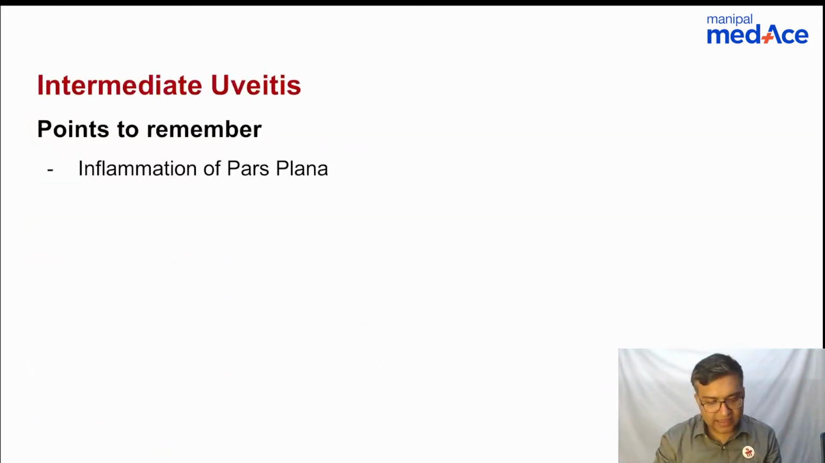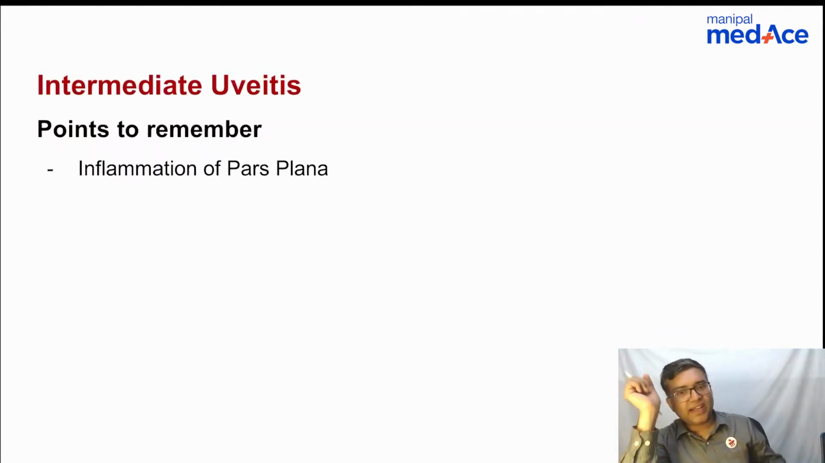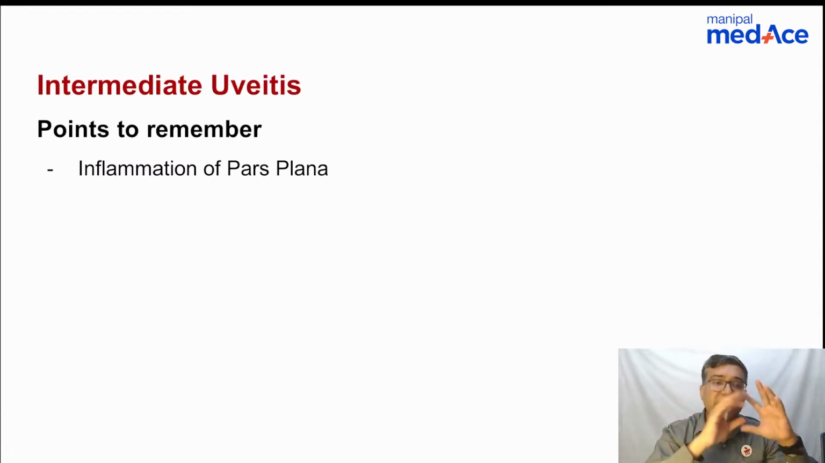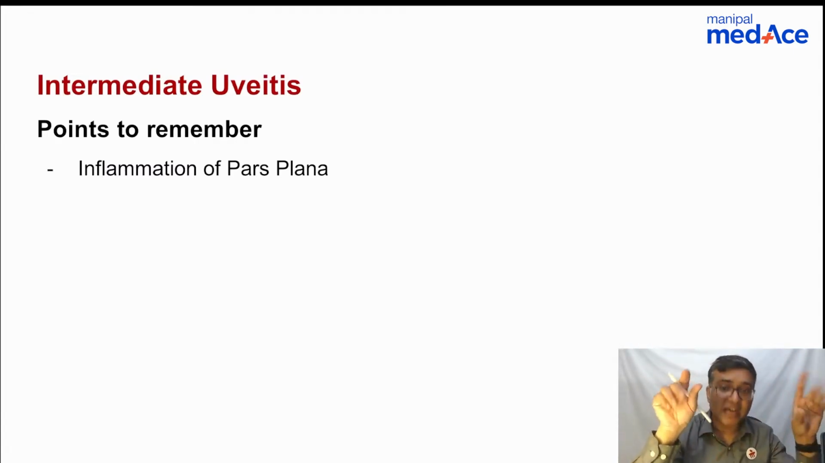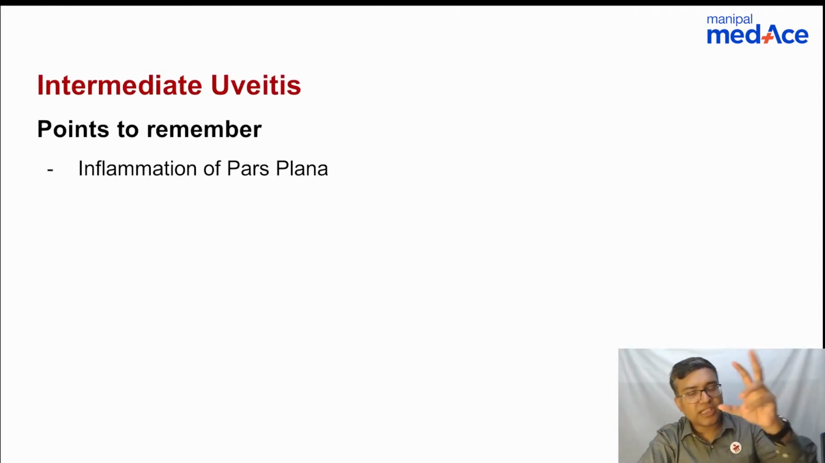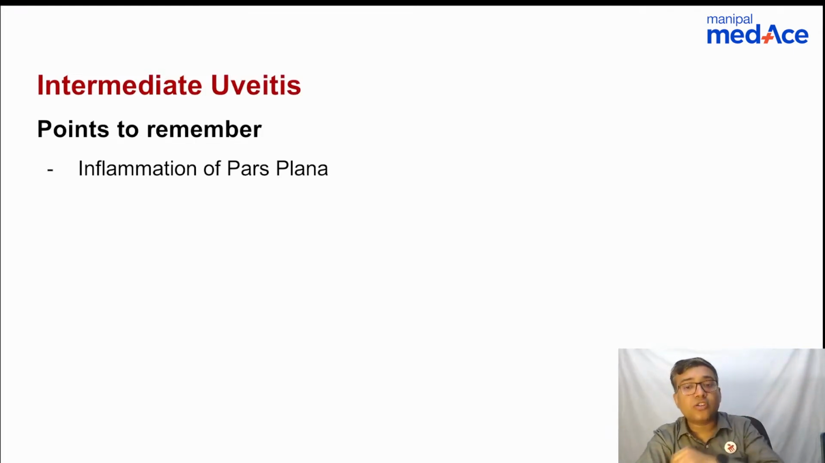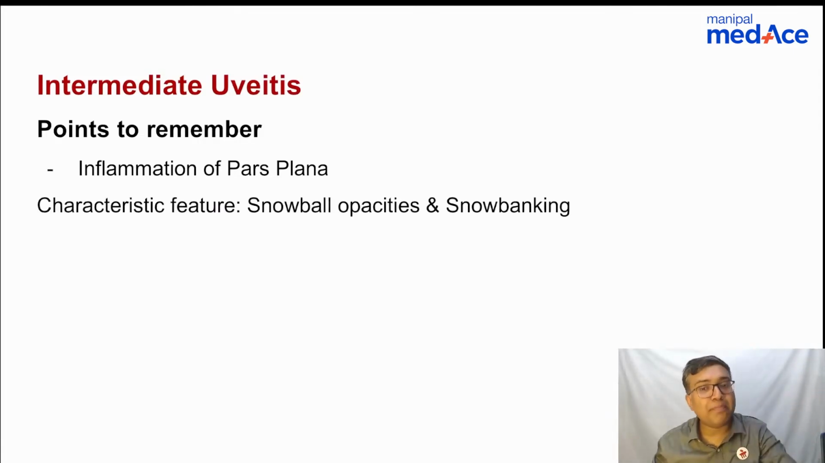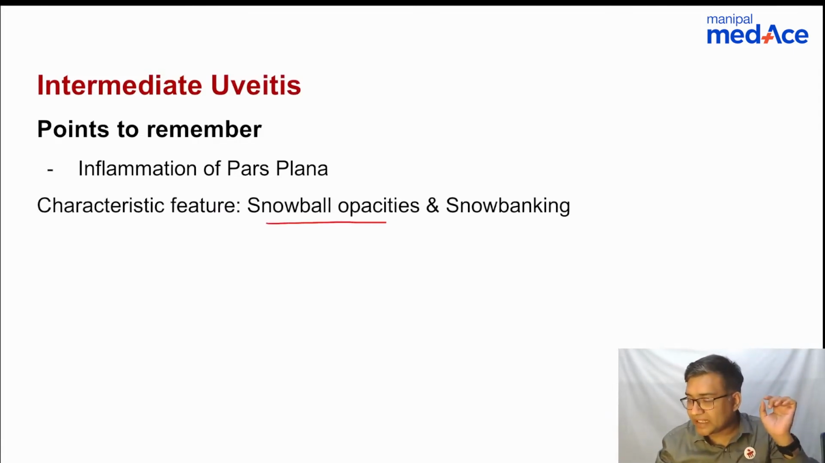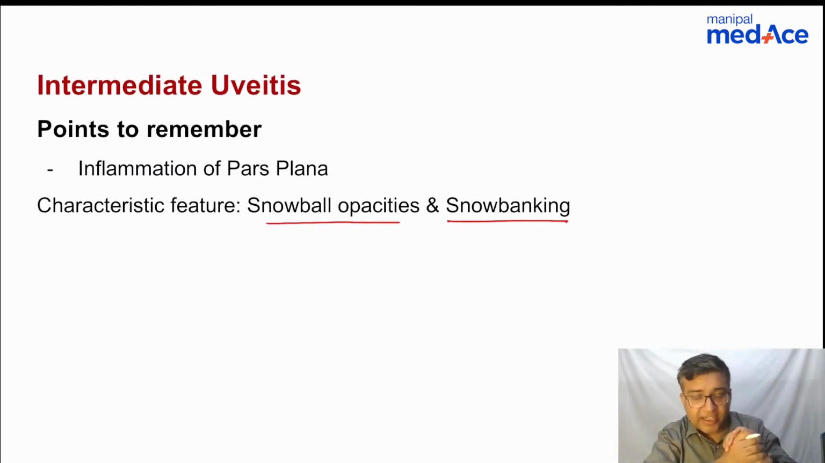One-liners regarding anterior uveitis. The second one is the inflammation of pars plana, that is called intermediate uveitis. And whenever you think about intermediate uveitis, always know that this basically means inflammation of the pars plana. They so many times ask you about the pathognomonic features of intermediate uveitis. Remember, there are opacities around the inferior quadrant of the retina and near the pars plana, that is called snowball opacities and snow banking. So the snowball opacities and snow banking, they are the most important pathognomonic features of intermediate uveitis.